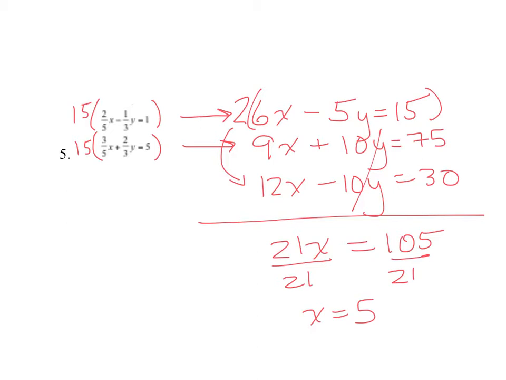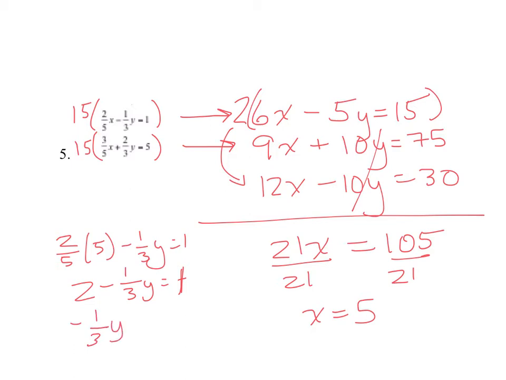And substituting back into one of the original equations, I'll just substitute into the first one. 2/5 times 5 minus 1/3 y equals 1. 2/5 of 5 is 2. Minus 1/3 y equals 1. Oops, negative 1. So negative 1/3 y is equal to negative 1. So y is 3. So we have the ordered pair 5, 3 as the solution to this system.